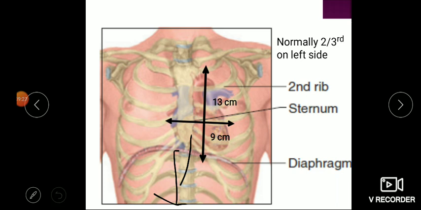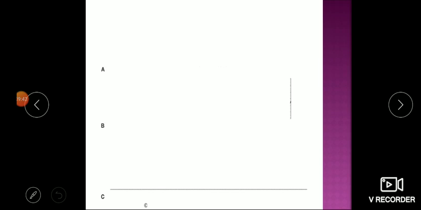In a very tall individual, the heart can be like this, vertical. In a short individual, the heart will be like this. So we have to consider this anatomical variation while recording ECG and labeling axis deviation also. Now we'll see what is the importance of PR interval in finding the abnormalities in the heart.